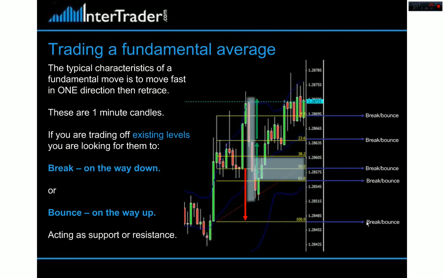So a fundamental average, again, is what you're looking for: these break and bounce levels, areas where the market has told you it found support and resistance in the past. So this is low down in the fib. You might have missed all this initial spike here, but as the market then comes back down to the 61.8 fib and the 50%, you can start buying in these areas here.